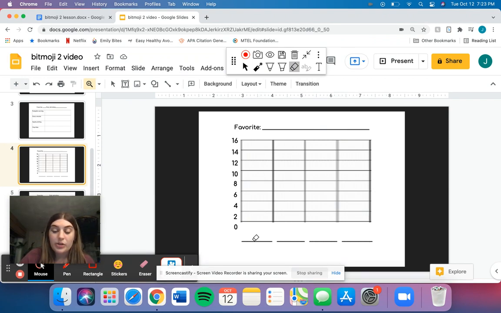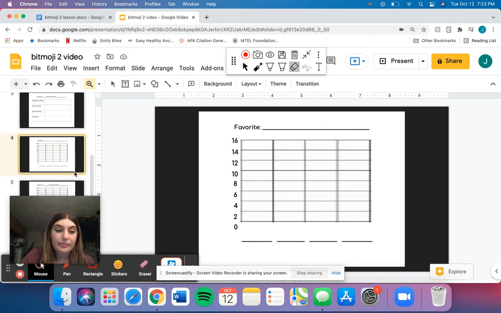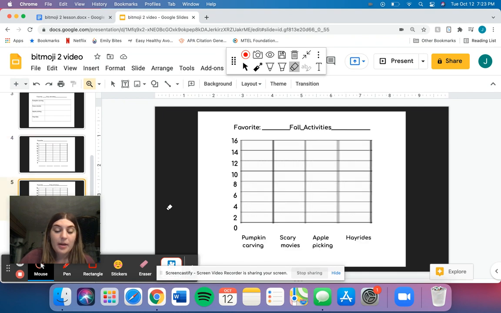And then my 4 choices were pumpkin carving, scary movies, apple picking, and hay rides. So those are the ones that I wrote in here. So why don't you all take a minute to fill in your blank charts with your title and your categories. Remember, 1 for each column here.